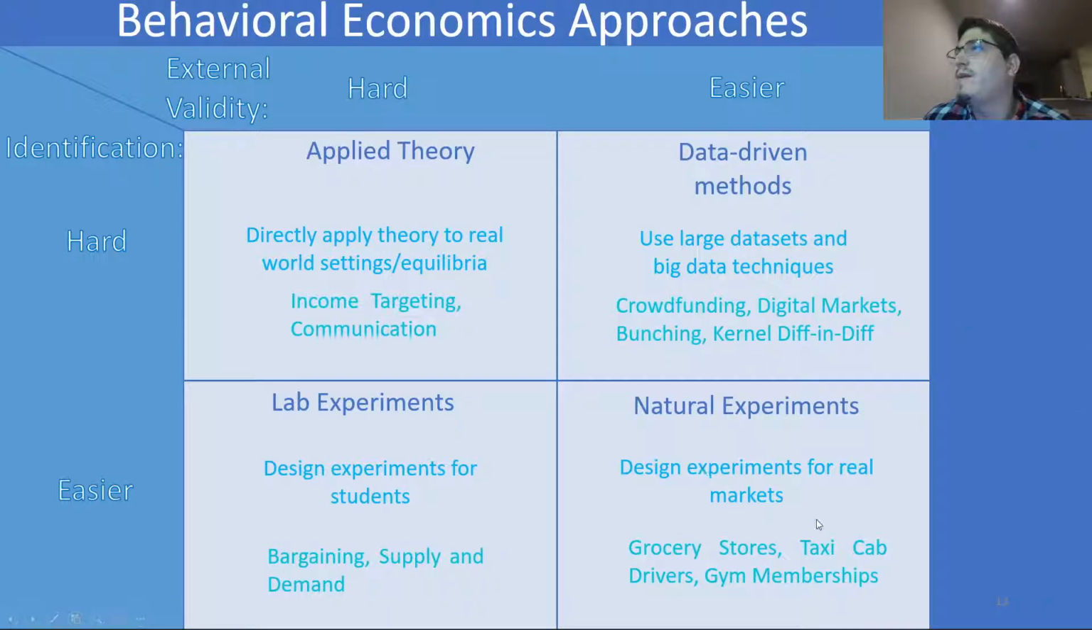And the last bubble here, natural experiments. This is really the gold standard, where you have some experiments in real markets. You either design it or you observe it. It's very easy to identify. It's also very easy to argue external validity because you're observing real behavior in a real market that tends to be relevant to the real world. So this is here.